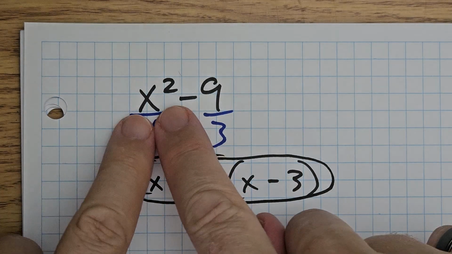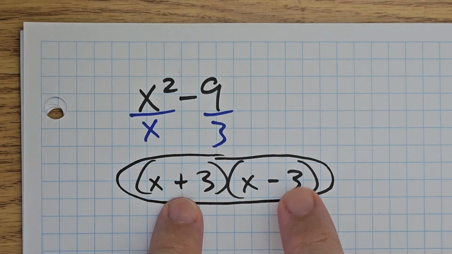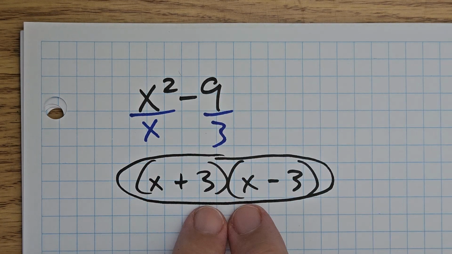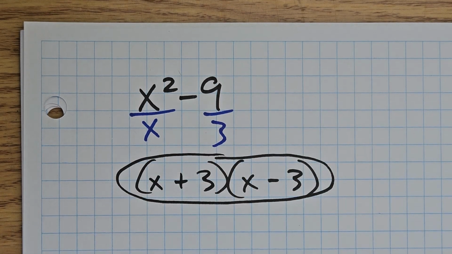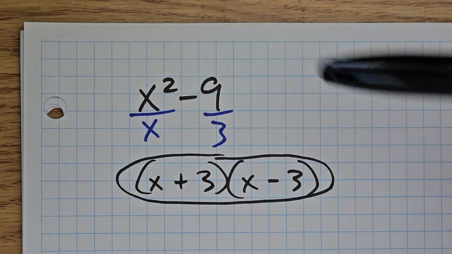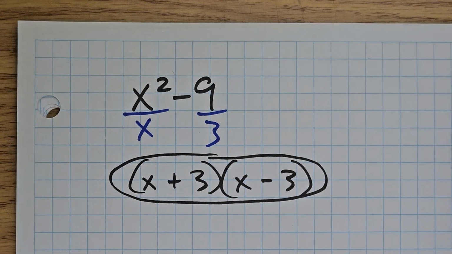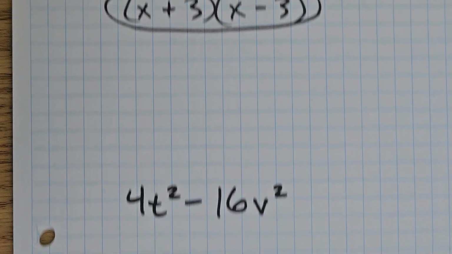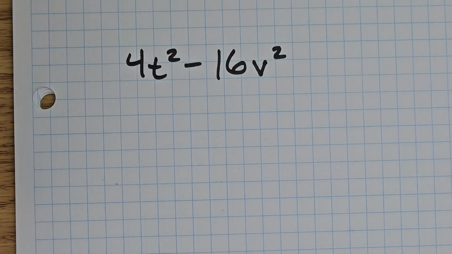You could check this by multiplying, distributing, FOIL, if you like to call it that. x times x is x squared. Positive 3 times negative 3 is negative 9. The outside product, negative 3x, and the inside product, positive 3x, are opposites, and so they cancel out, which is why this has no middle term, no linear term. And that's going to be very important for other things that we're going to do in the future. Now, since that's pretty quick, let's go ahead and do another one right quick.